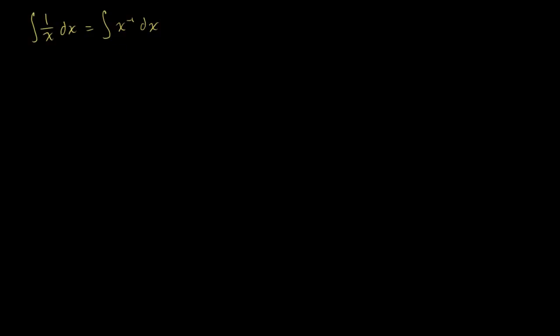And you might have been saying, okay, well, I know what to do in this case. When we first learned about derivatives, we know that the derivative with respect to x of the natural log of x is equal to 1 over x. So why can't we just say that the antiderivative of this right over here is equal to the natural log of x plus c?